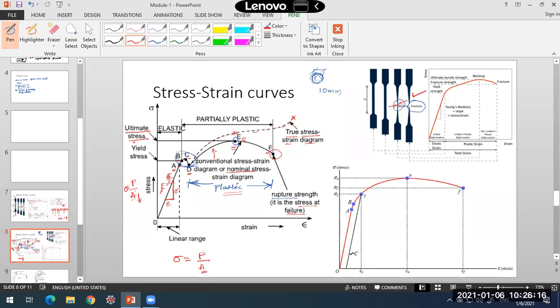Then it will tell you the yield stress, at what particular stress the material will start yielding. Then it will also tell you what maximum stress it will take before failing, the ultimate stress. Then it will also tell you the rupture strength, or the stress at failure, at what stress the material will fail. So these are some properties that the test will tell us. And the phenomenon of necking is very clear in the case of ductile material.